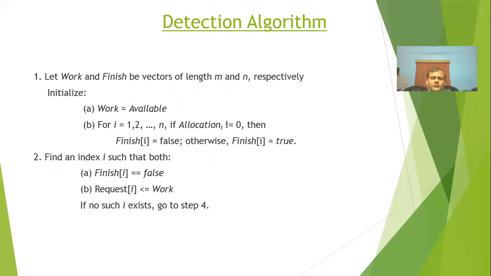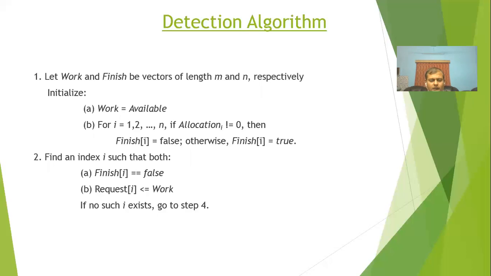So what are the steps in that particular algorithm? At the very beginning, we consider two vectors, Work and Finish, having length m and n respectively. We initialize them as follows. Initially, Work equals Available. Here Available denotes all the resources which are currently available. And for i equal to 1 to n, as we are considering n processes, if Allocation[i] is not equal to 0, then Finish[i] equals false, that means the process is currently executing, and otherwise Finish[i] equals true, that means the process has finished its execution.